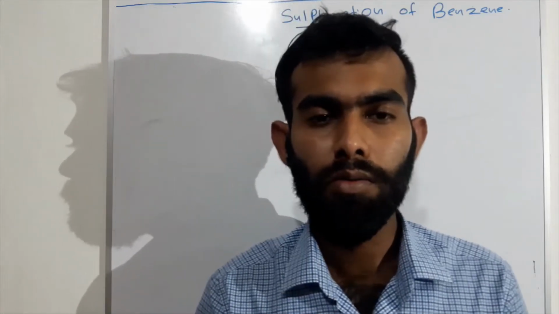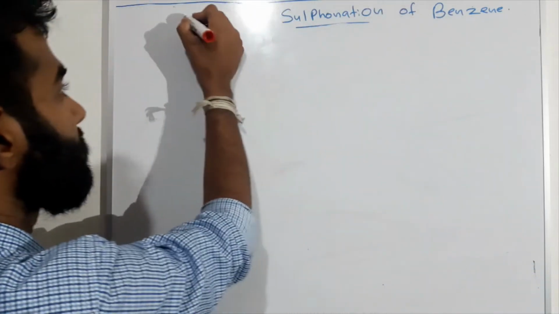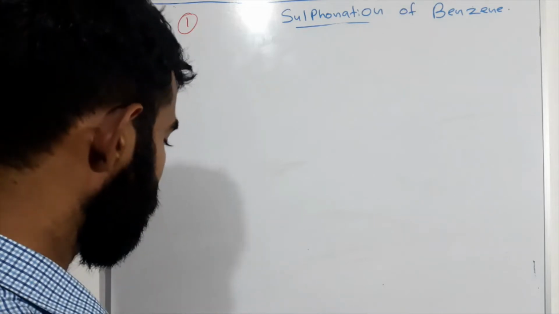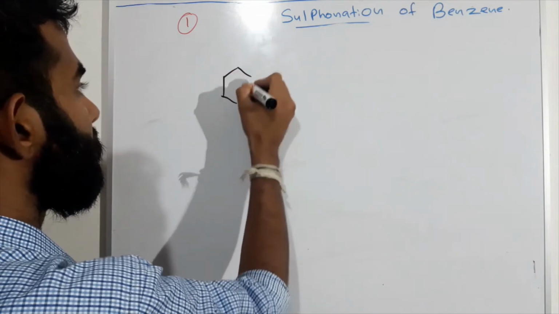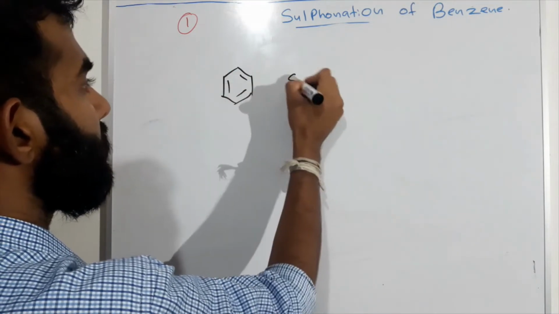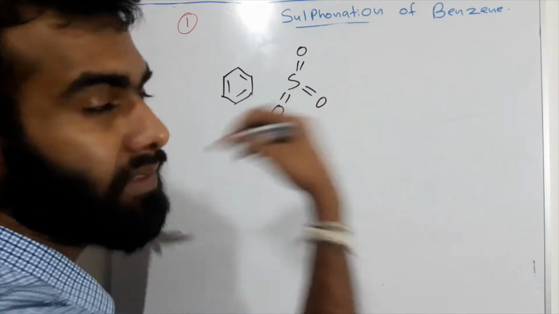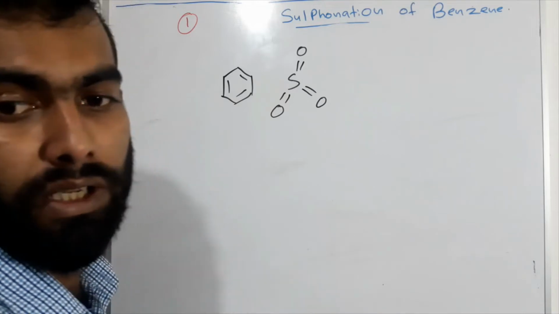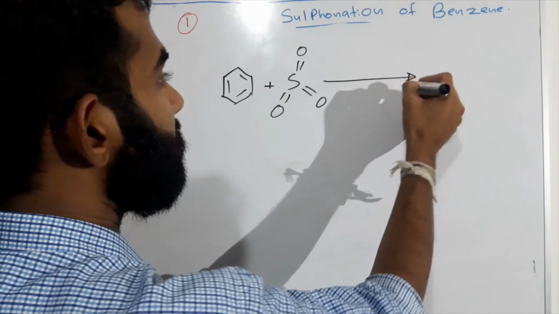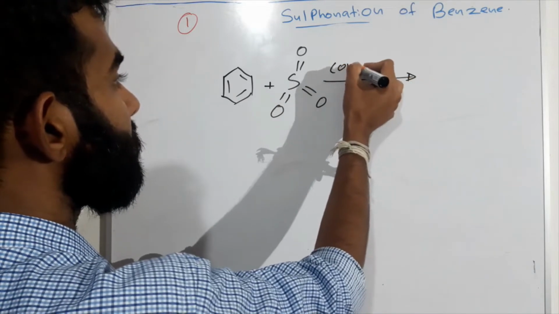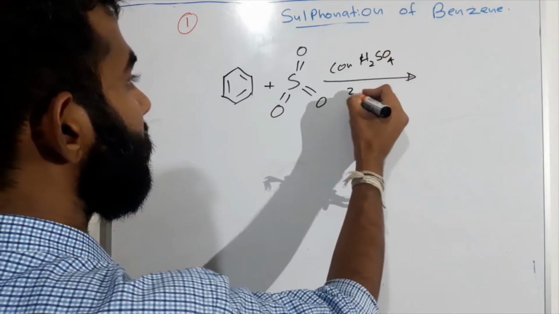Okay, now we will study the sulfonation reaction of benzene first. What is sulfonation? Here, the SO3 sulfur trioxide group will substitute for a hydrogen on the benzene ring, and it will produce a product. This reaction occurs in the presence of concentrated sulfuric acid at 25 Celsius.